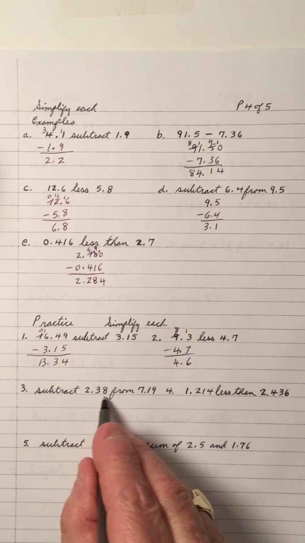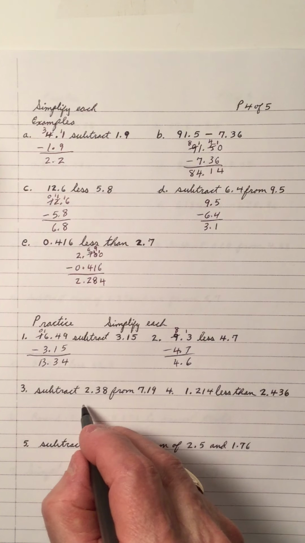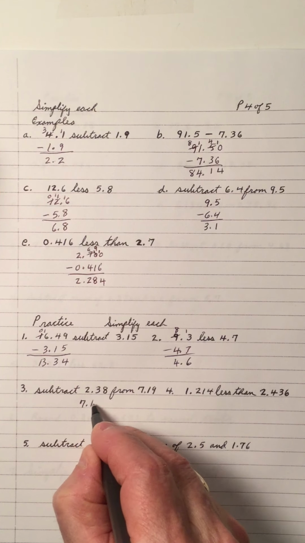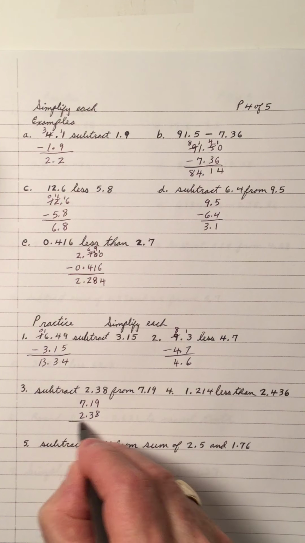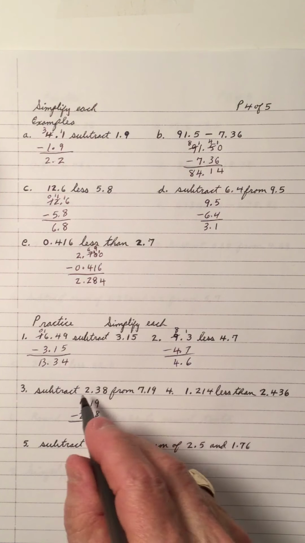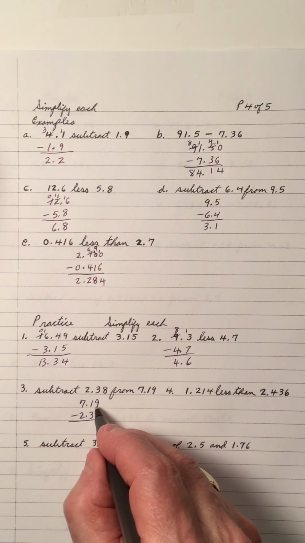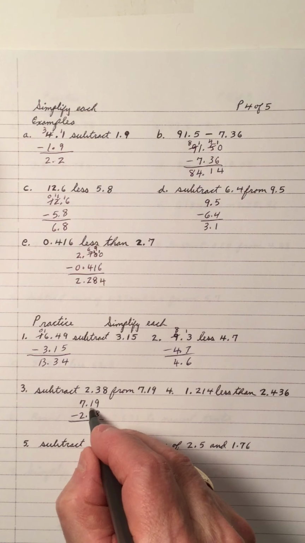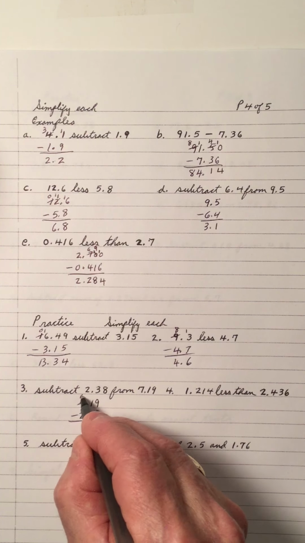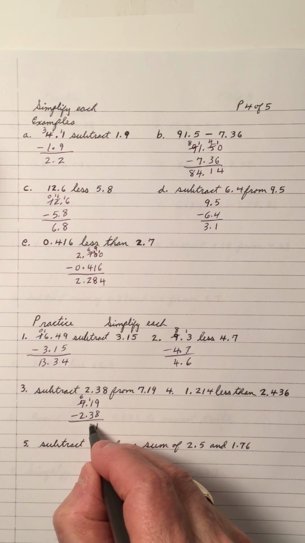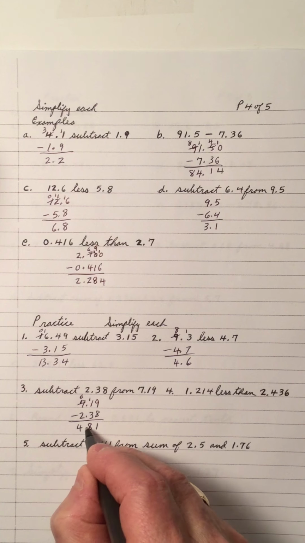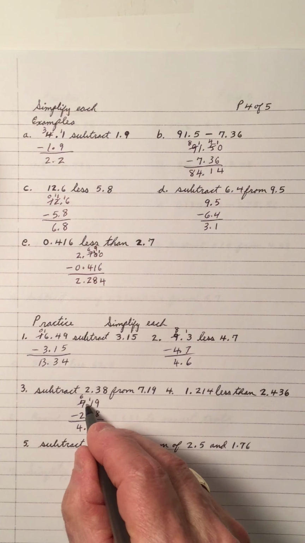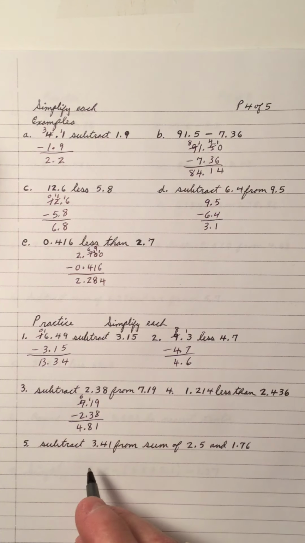Subtract 2.38 from 7.19. So 7.19 goes first. 2.38 goes second. And I have to subtract. Notice the order is reversed. 9 subtract 8 is 1. Can't subtract there, so that's a 6, and that becomes 11. 11 subtract 3 is 8. 6 subtract 2 is 4. Bring down your decimal. Keep the decimals right underneath each other.